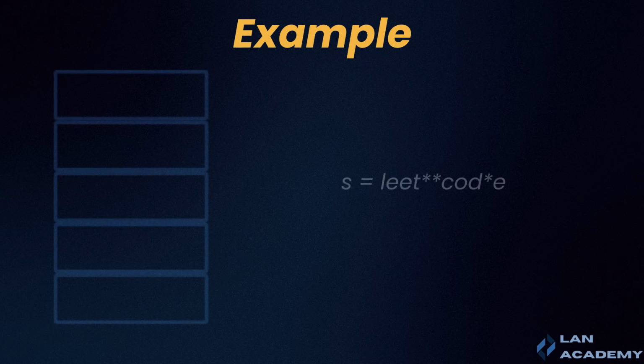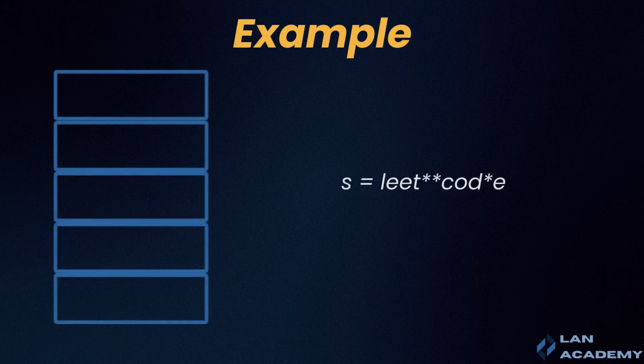Assume that S equals leet star star cod star E. The first character, L, is not a star, so it is added to the stack, resulting in a stack containing the string L. Next, the character E is also not a star, so it is added to the stack, resulting in string L and string E in the stack.